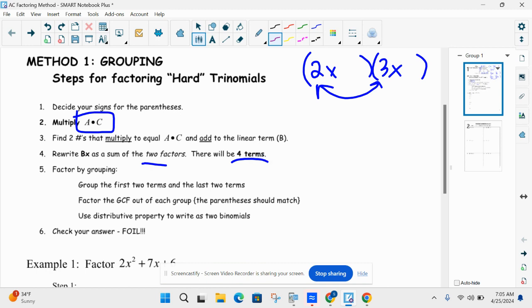Since there are 4 terms, we're going to factor it by grouping. Factor by grouping is when you group the first 2 terms and the last 2 terms. You factor out the GCF out of each group. And remember that when you do that, the parentheses should match up. And then you'll use the distributive property to write it as 2 binomials.